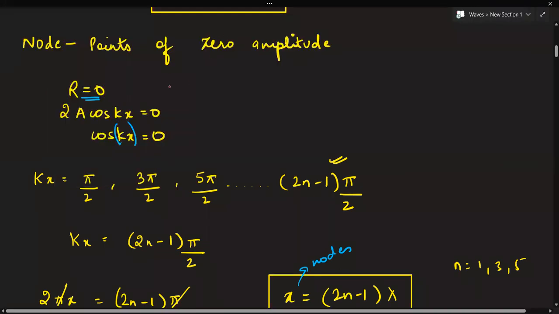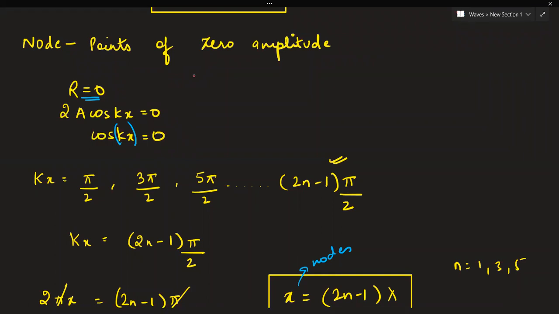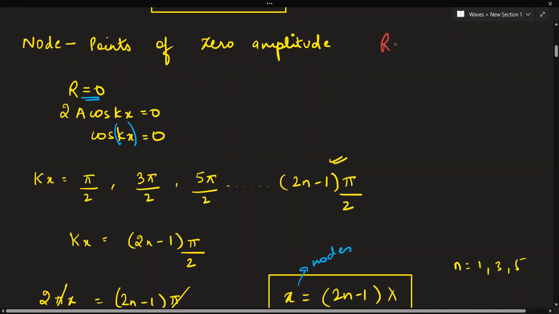When I am considering the node, I'm trying to figure out the position of the node, where exactly the nodes are located on the wave. If the amplitude's equation is 2a cos kx, points of zero amplitude are known as the nodes.